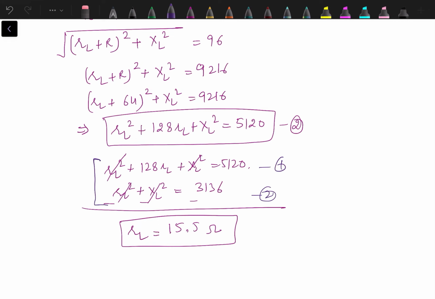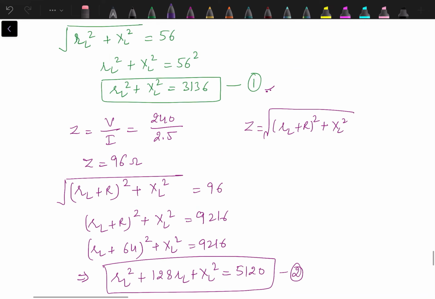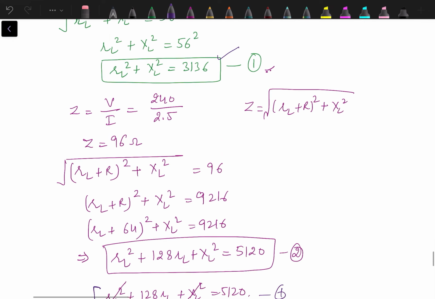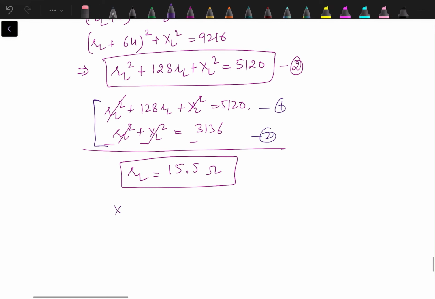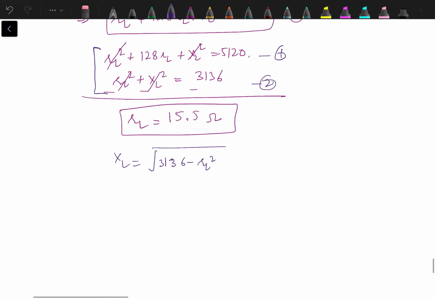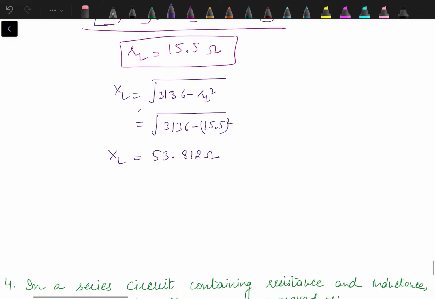Now once we have the value of RL, then we can calculate XL from here. Now XL is equal to the square root of 3136 minus RL square, 3136 minus 15.5 square, which will give us the value of XL as 53.812 ohm.